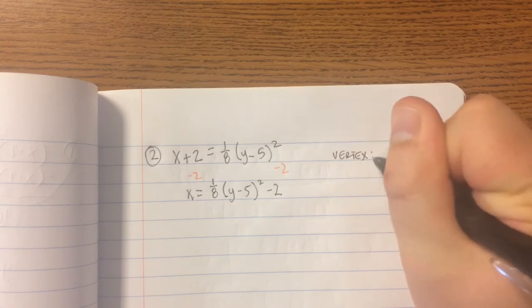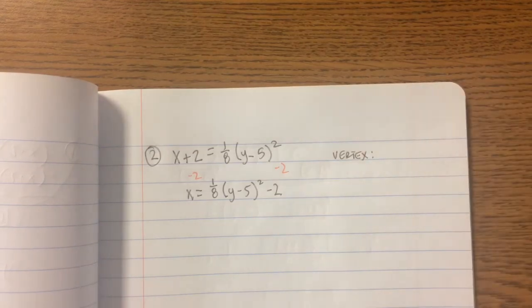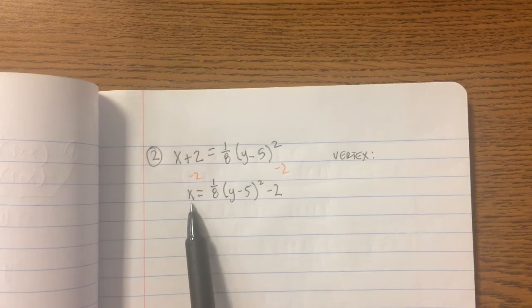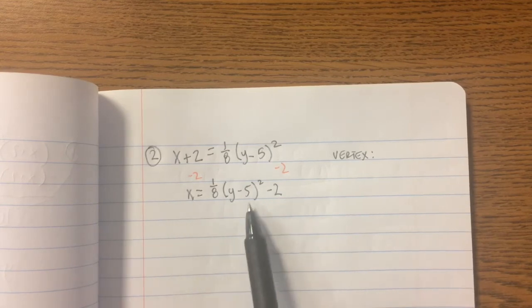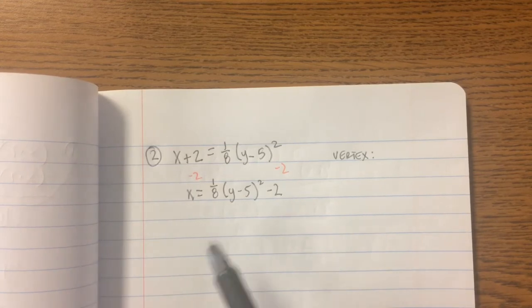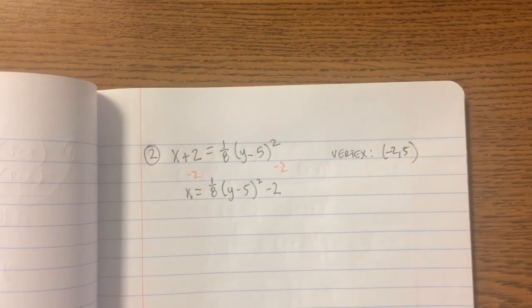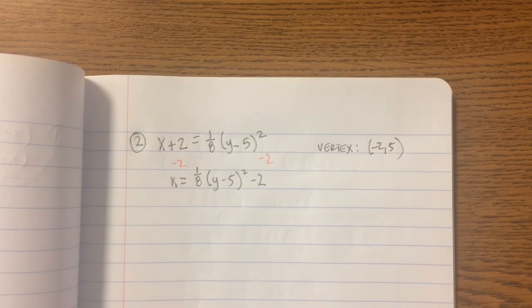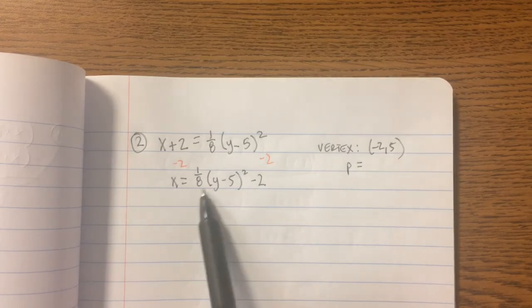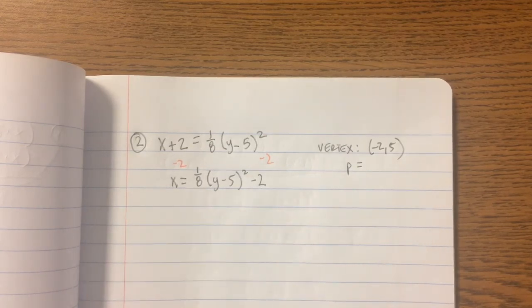Where's my vertex? Where's my h, k? Remember, when it's an x equals equation where you have a vertical directrix, the h and k are sort of reversed. The h is already paired up with the x, the k is with the y. So where is my vertex? Yeah, good. -2, 5. Okay. And what's my p-value? If this thing right here is 1/4p, then what's p? 2.